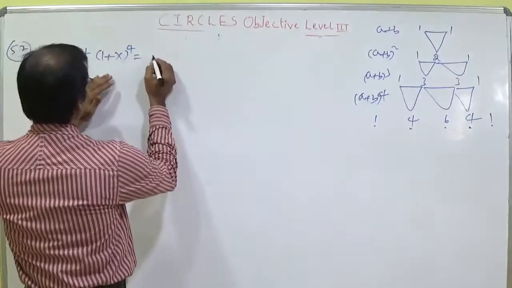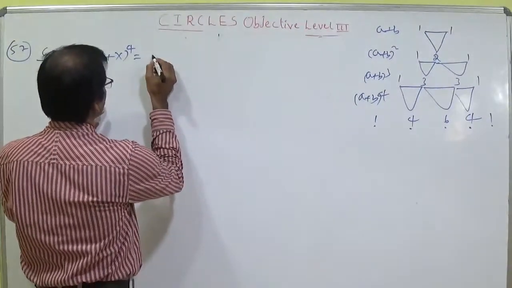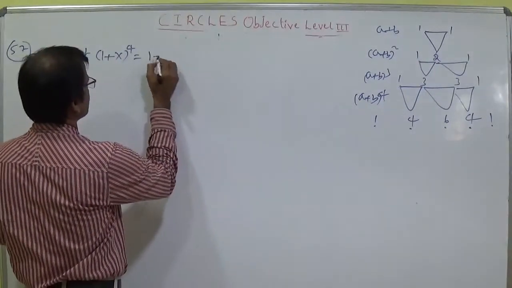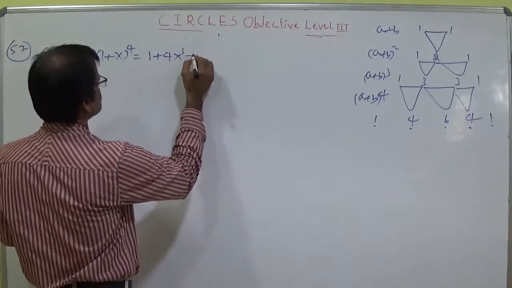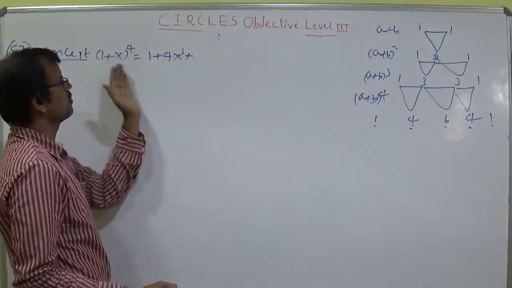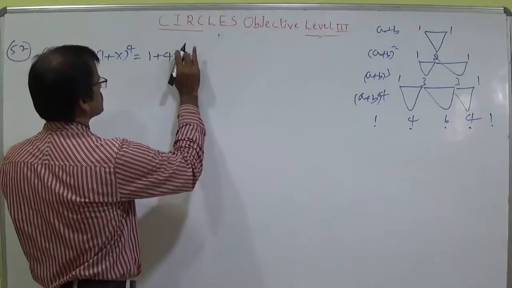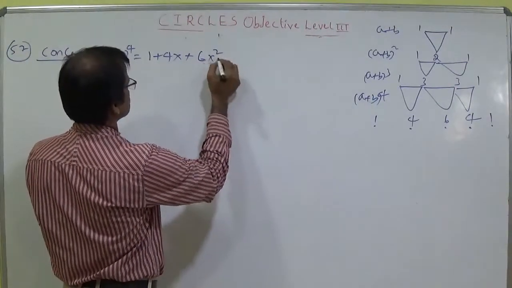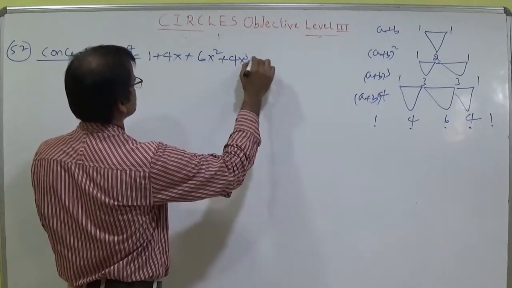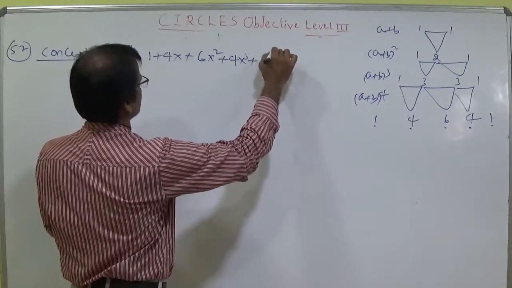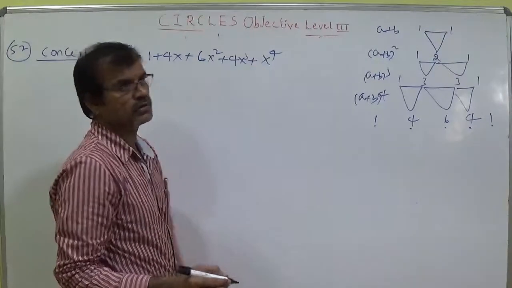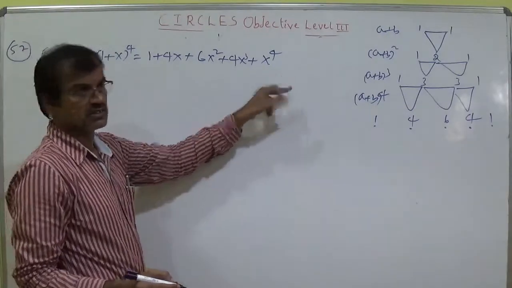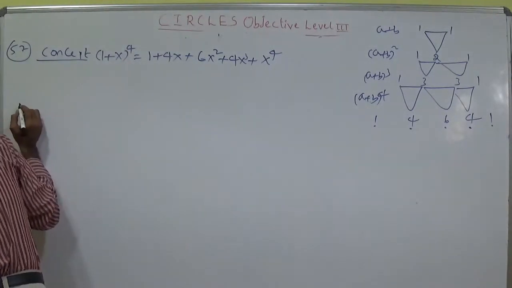Now let us write the formula for 1 plus x whole power 4, using the coefficients as in the a plus b whole power 4 method. According to the binomial theorem, it is 1 plus 4x plus 6x square plus 4x cube plus, at last, x power 4. 1, 4, 6, 4, 1 are the coefficients. The first term is 1, then x starts and x increases in each term. Now let us discuss the 57th sum.